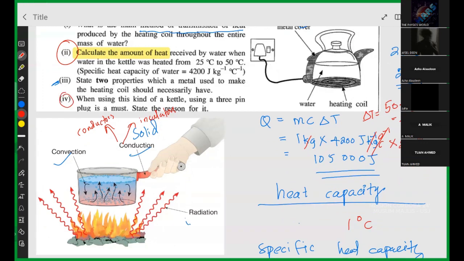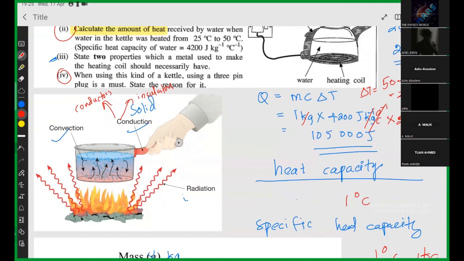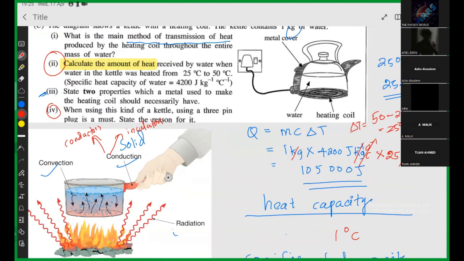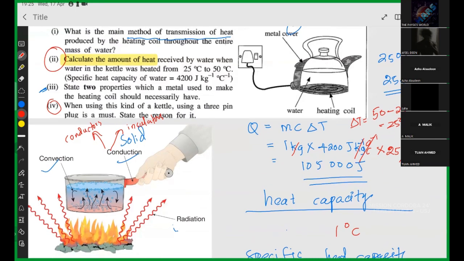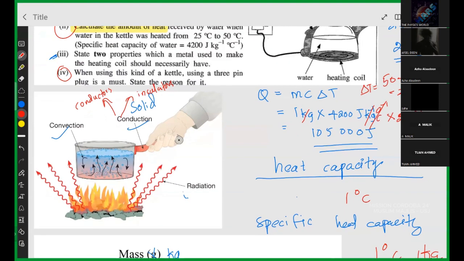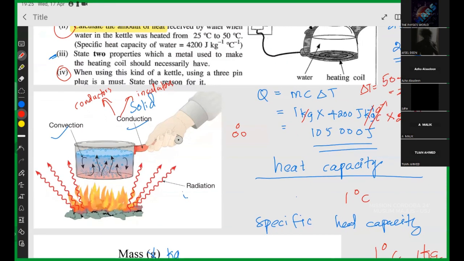This last one, they have mentioned that when you look at this plug, you can see a 3-pin plug is used, not a 2-pin one. They are asking what's the reason for using a 3-pin plug.